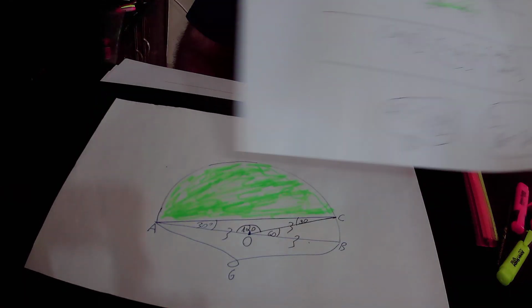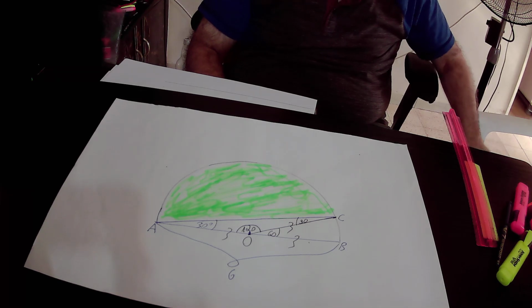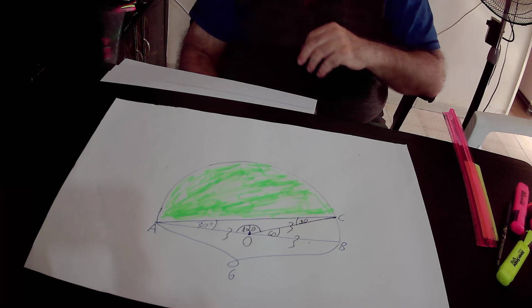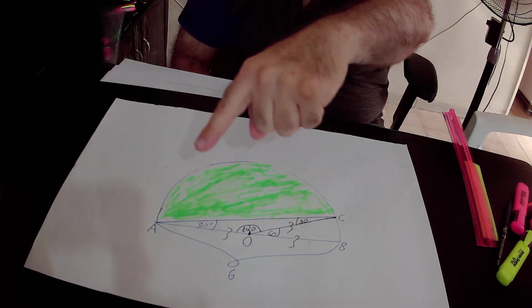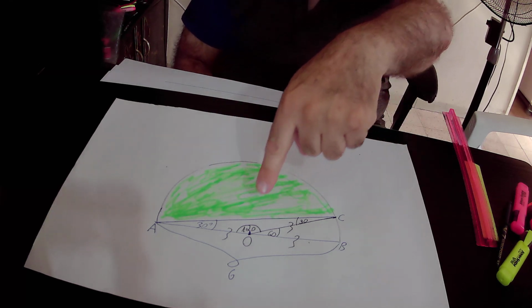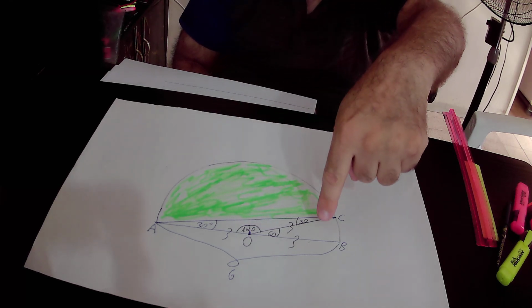We finished with the first method, and now I present to you how to find the area of this green shape according to the second method. According to the second method, the area of this green shape will be equal to the area of the semicircle minus the area of triangle AOC minus the area of sector COB.